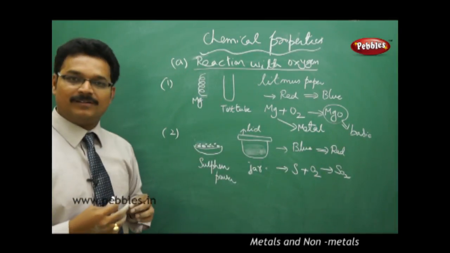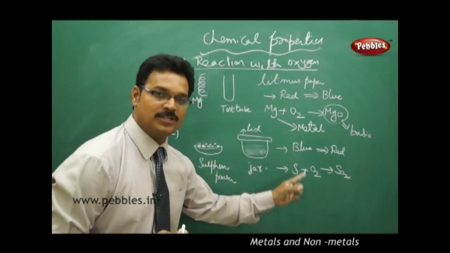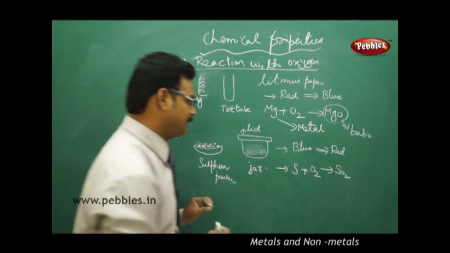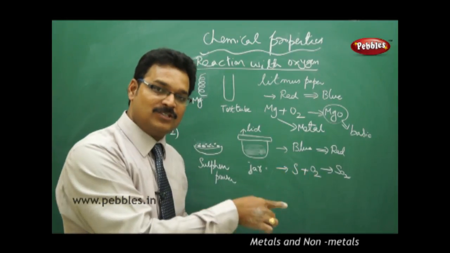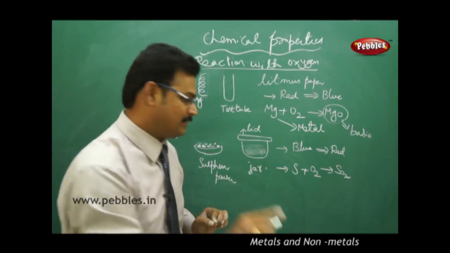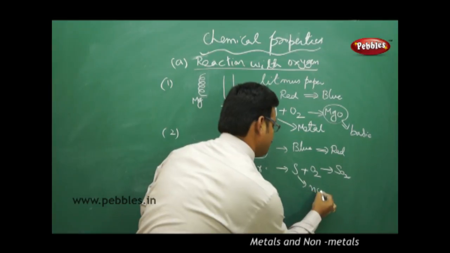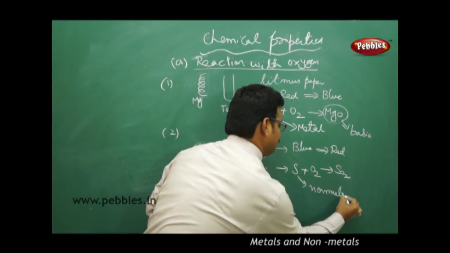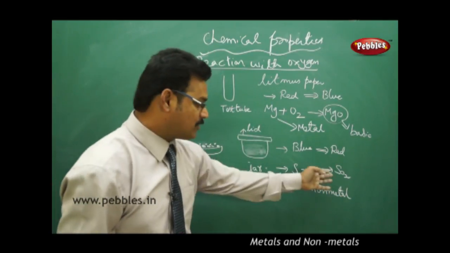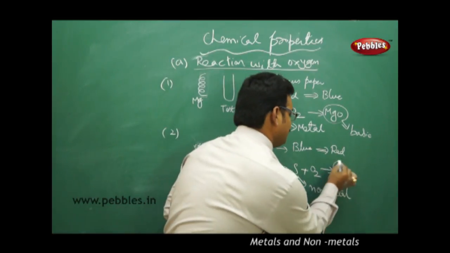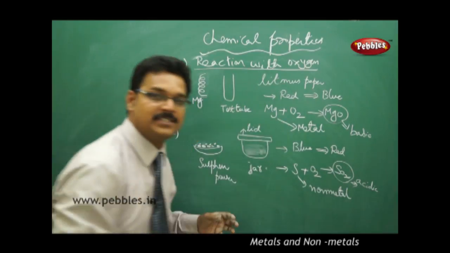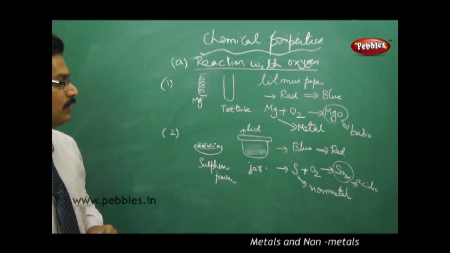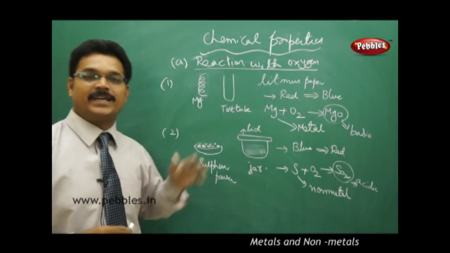Now coming to sulfur. Sulfur reacts with oxygen, becomes sulfur dioxide. So here it changes blue to red, and the materials which change blue to red are called non-metals. So sulfur is non-metal. That oxide, sulfur dioxide, is acidic in nature.